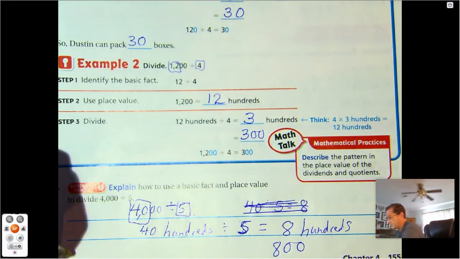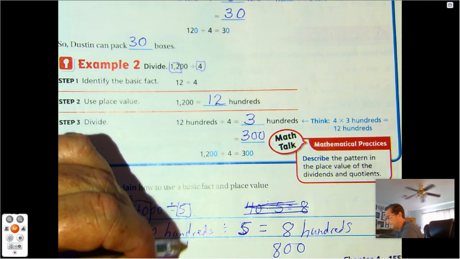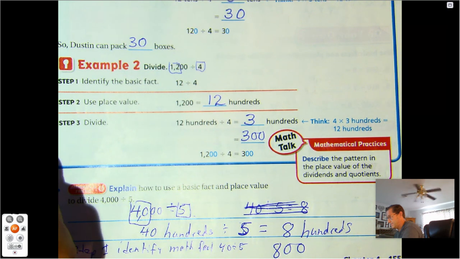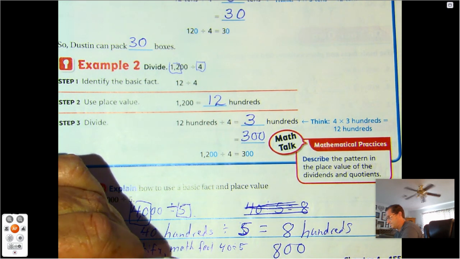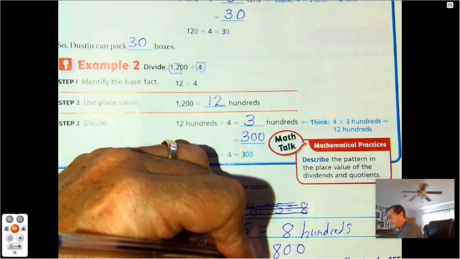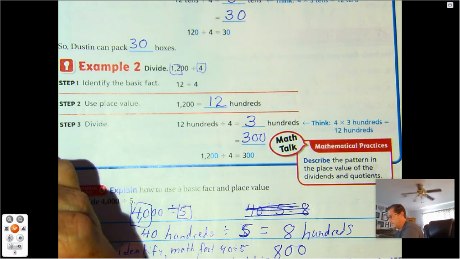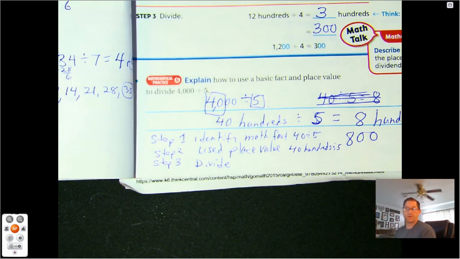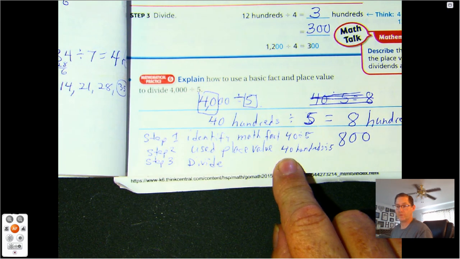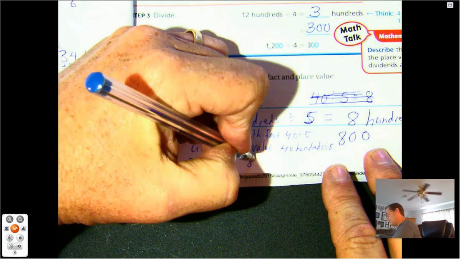So what do we do? Step 1, identify the basic math fact. Step 2, use place value: 40 hundreds divided by 5. And step 3, divide. So those are our steps. We identify the basic math fact, 40 divided by 5. We use place value, rewriting 4,000 as 40 hundreds, and we divide by 5. And then we just divided, and that gave us 800.